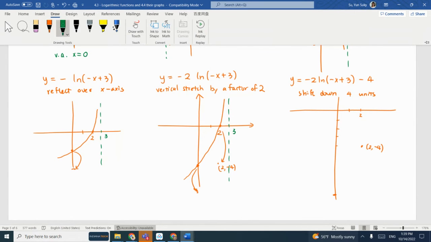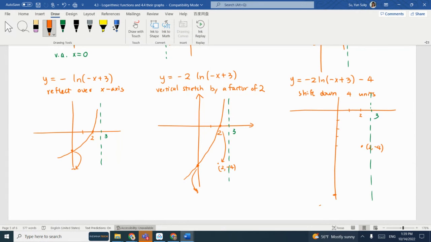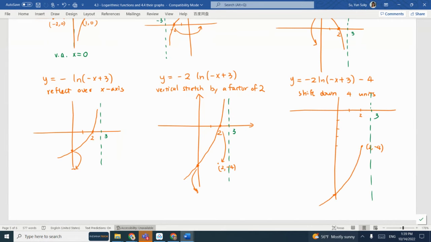What happened to your asymptote? Stay the same, right? Now we connect those points together. So something like this. So far, so good, everybody? Okay, what do you say the domain?